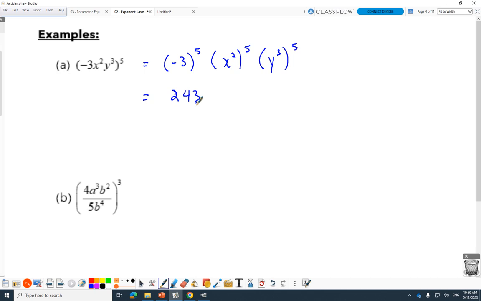Isn't that supposed to be a negative? Yeah. Odd power, I would have ended up with an extra negative in there, yes. So this is x power 10. And this one's y power 15 because I multiply the exponents. So I've got these four.